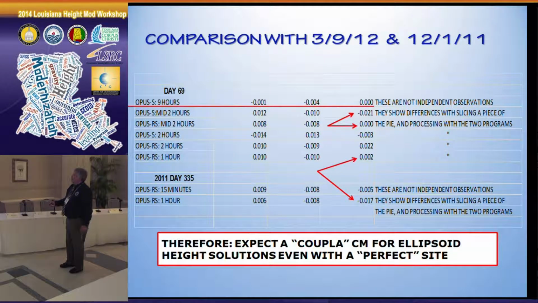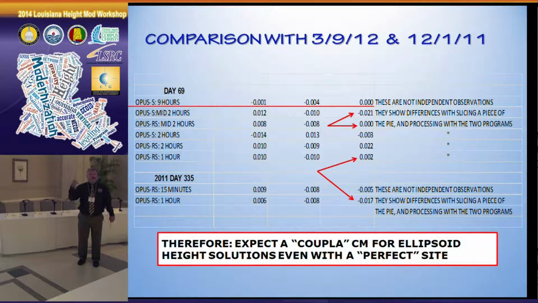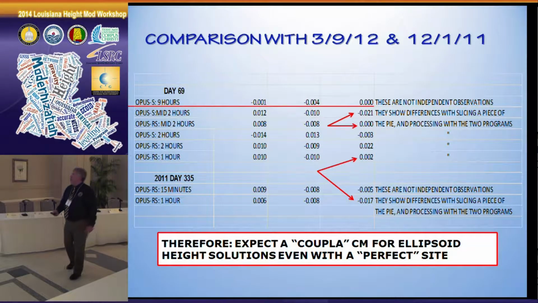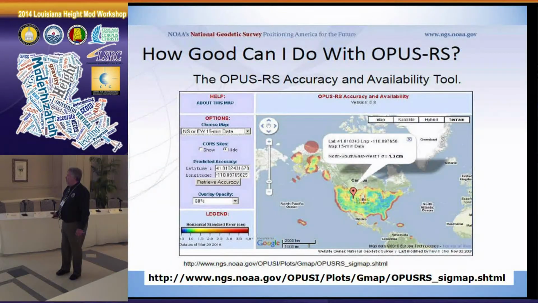Here's the difference between 1 hour of data using OPUS rapid static and 1 hour of data using OPUS rapid static on a different day. That differs by 2 centimeters. So you can see everything that you're comparing here is a couple of centimeters different. Whether it's the same file, a different file, or 2 different programs, just be aware that what you're getting is not gospel. It changes according to what the conditions are and according to how you're processing it.